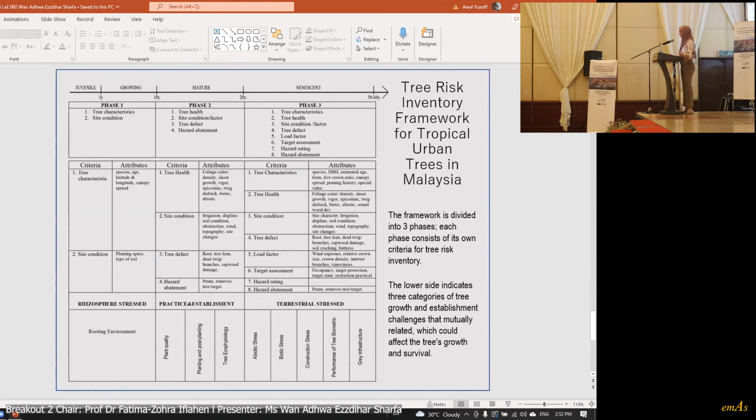The framework is divided into 3 phases, and each phase consists of its own criteria for tree risk inventory. So compared to the previous framework, the proposed framework, you can see at the lower side, that one is the added one. So the lower side indicates 3 categories of tree growth and establishment challenge that are mutually related, which could affect the tree growth and survival.